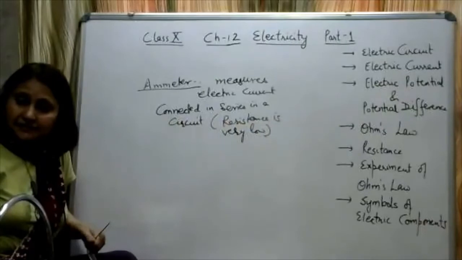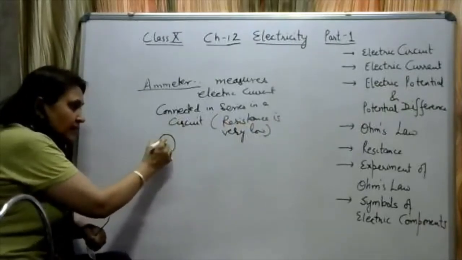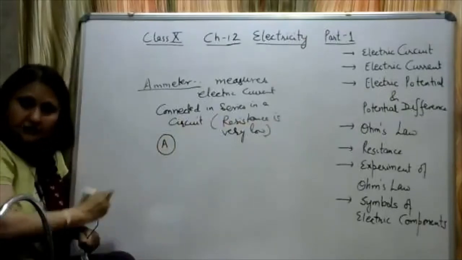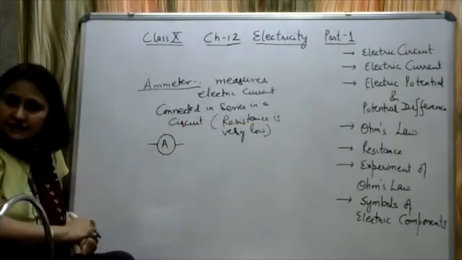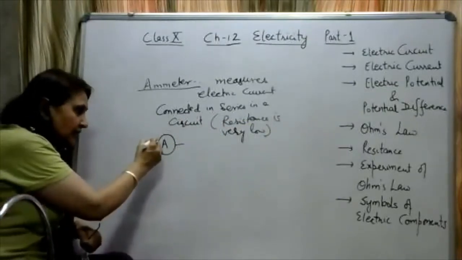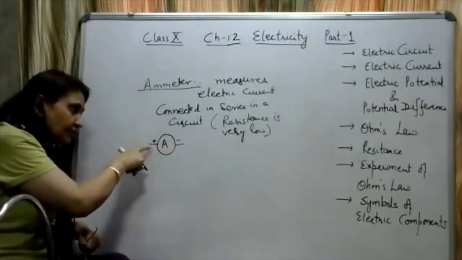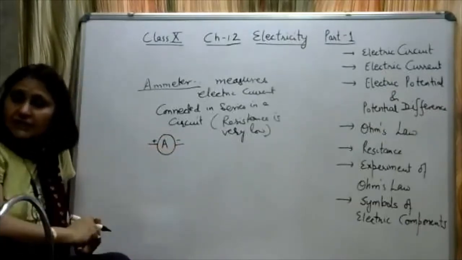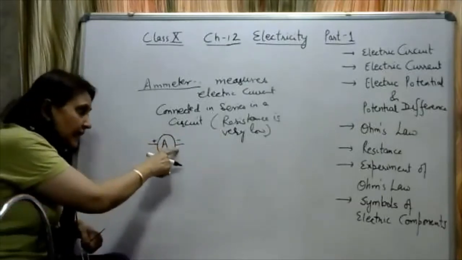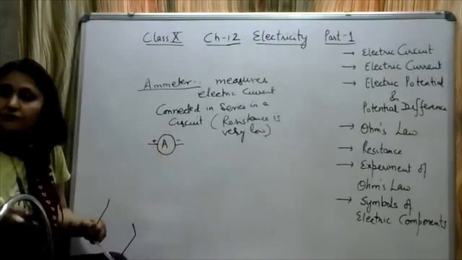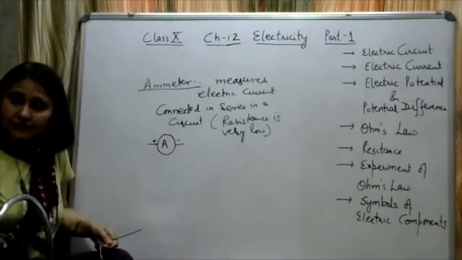Okay, and the electrical symbol of an ammeter is, we draw a circle in which a capital A is written. These are the connecting wires through which it is connected in an electrical circuit. And it has a positive and a negative terminal. The positive terminal of the ammeter will always be connected to the positive side of the cell or the battery. The negative terminal of the ammeter will always be connected to the negative side of the battery.